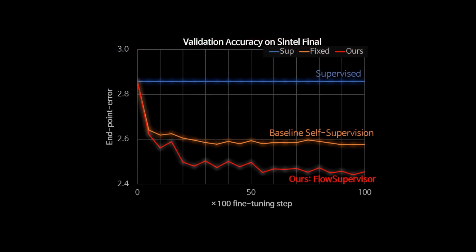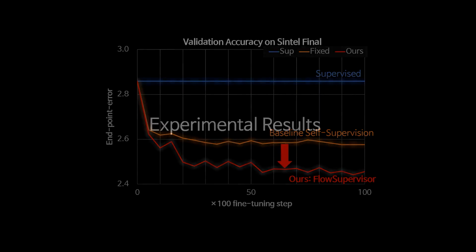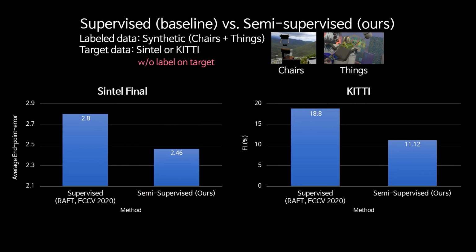We can observe a clear improvement when we compare FlowSupervisor with the baseline self-supervision method. In this experiment, we use the labels from the synthetic datasets. On the other hand, we use no labels from the target datasets. The bar charts show that our semi-supervised method can improve over the supervised baseline on both Sintel and KITTI datasets.